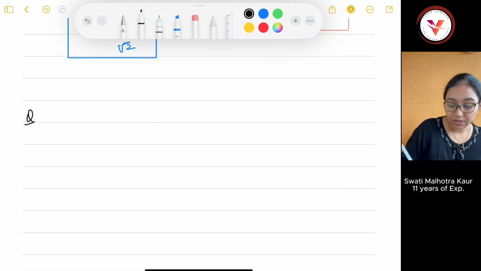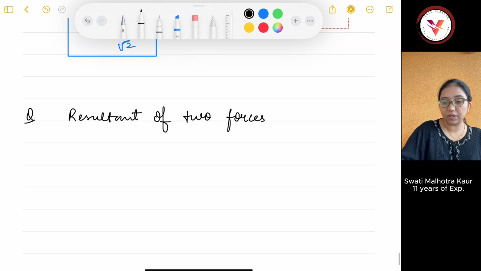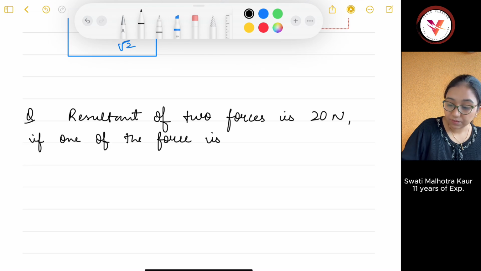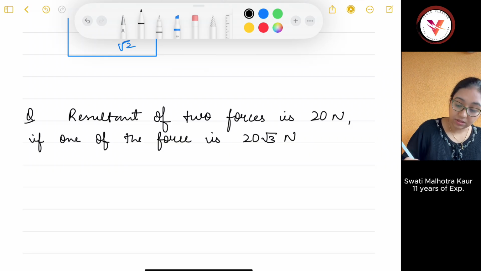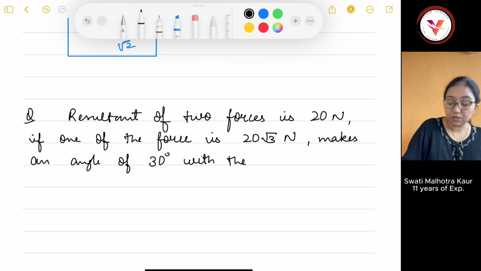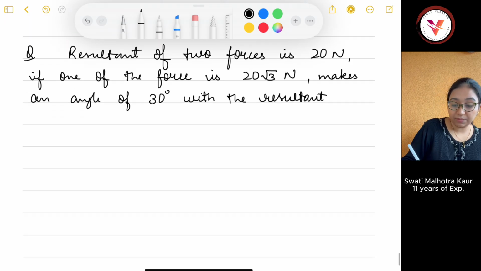The last question is, let's say the resultant of two forces is 20 Newton. Okay, if one of the forces is 20 root 3 Newton, and that makes an angle of 30 degree with the resultant, means the resultant has an angle of 30 degree. Okay, we have to find the magnitude of the other force.